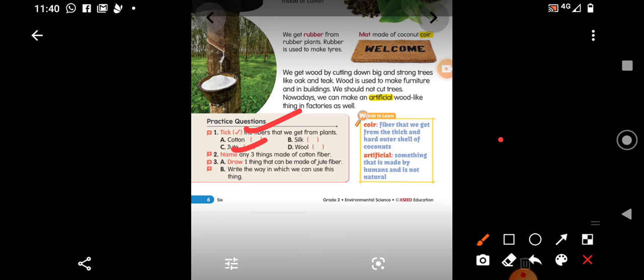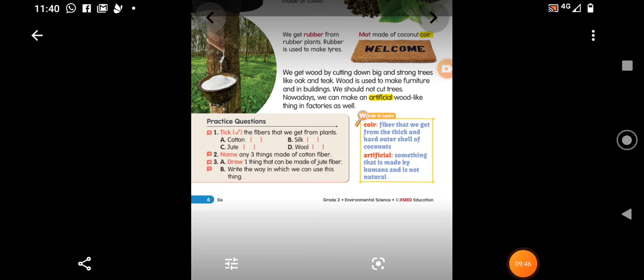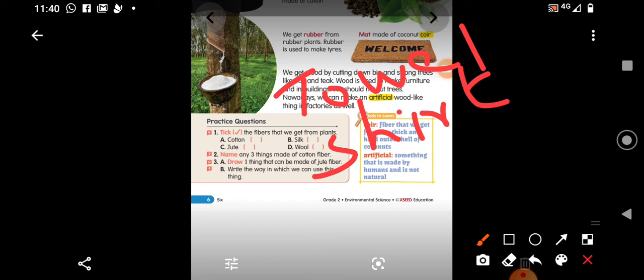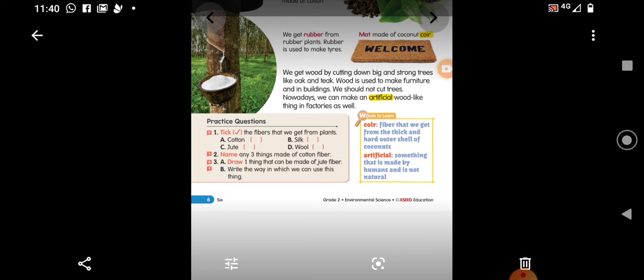Now, name any 3 things made of cotton fiber. So 3 different things in your home. If you have a look, you can get a towel, compulsory. Yes, children. And then a shirt will be there, and any one more thing you will think of and write on your own, children, which is made up of cotton.